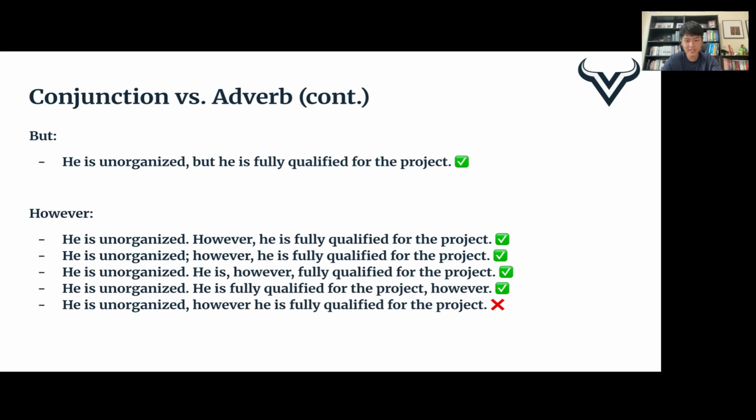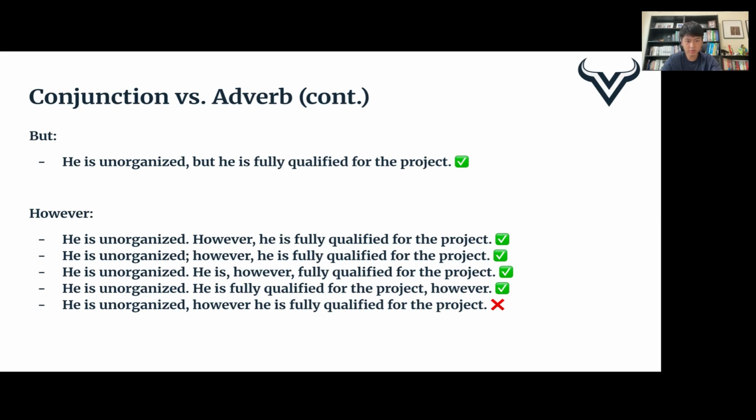You can also put it at the end of the sentence because it is a modifying verb and it can be placed wherever as long as it modifies. However, it's very important to note that the last example is an incorrect usage of however. You cannot say, he is unorganized, comma, however he is fully qualified for the project.